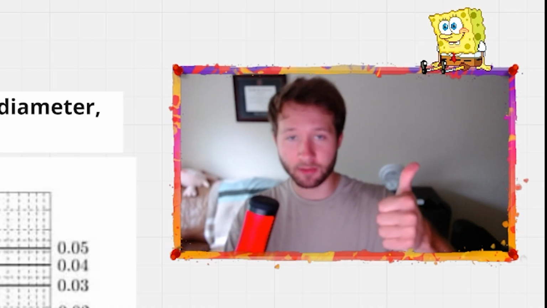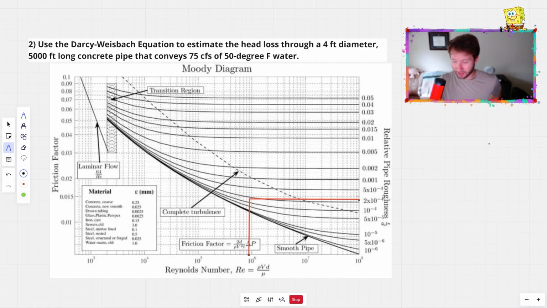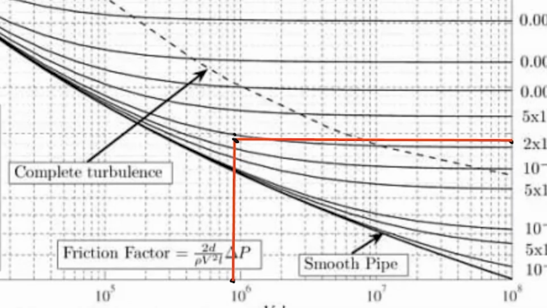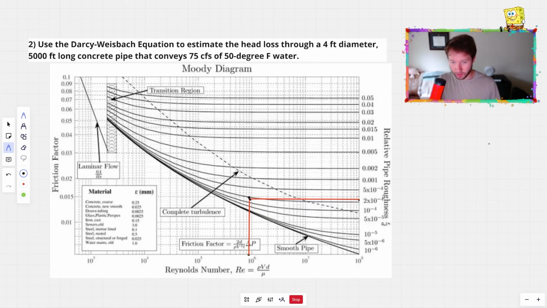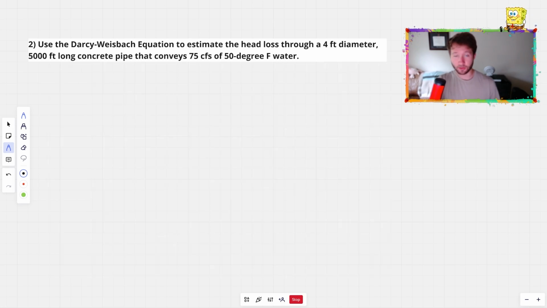So, reference handbook. Okay, so I made the connection between these 2 points, which is here, and it doesn't fall on the lines of the Moody chart, so we just need to get as close as we can, which looks to be about here. And if we follow that across, it looks like 0.015 is what we're working with. So now that we have our friction factor, we can finally plug and chug. We have everything we need now.